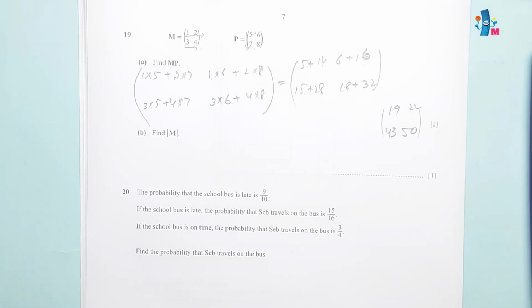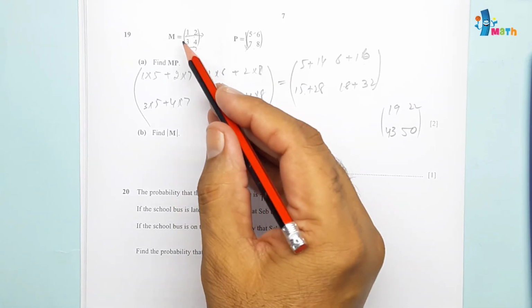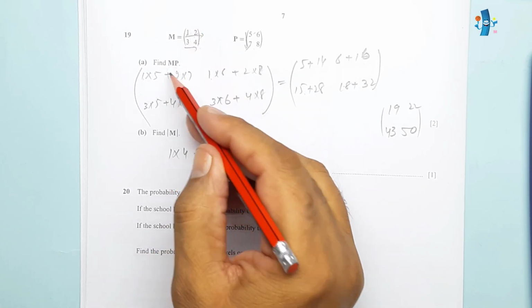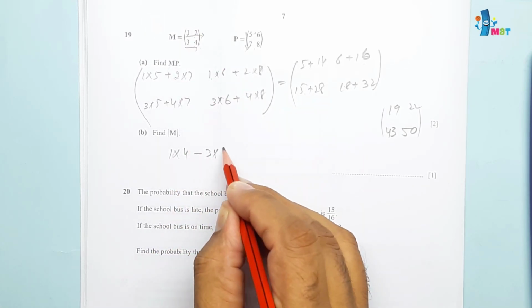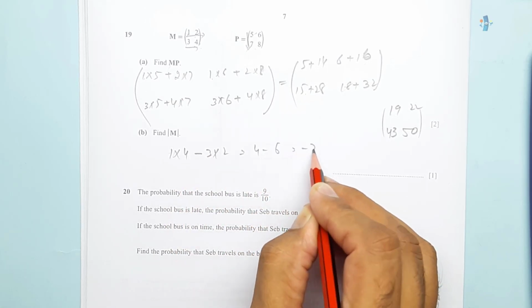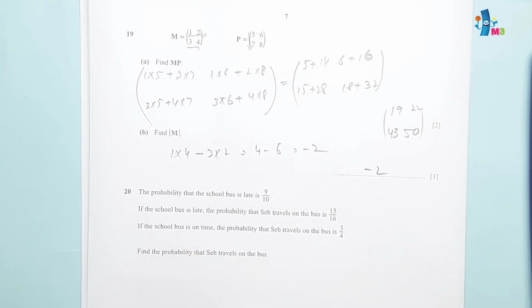Then B part, we have to find the mod. Mod will be this multiplied by this, which is 1 into 4 minus 3 into 2. So this will be equal to 4 minus 6. This will be equal to minus 2. So our answer is minus 2.